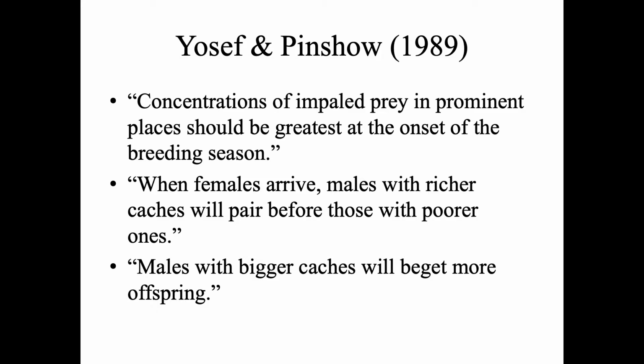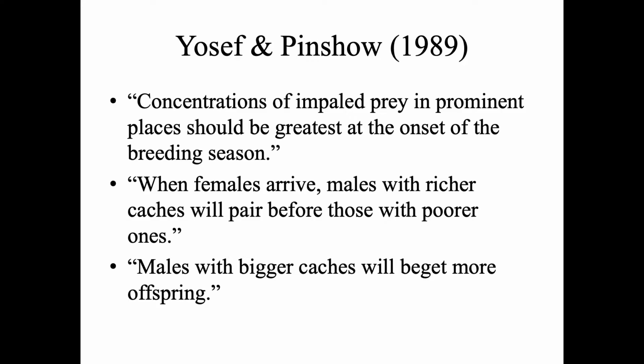So in this case, they had specific hypotheses about this behavior, impaling behavior by shrikes, and they made predictions, but all these predictions, for the most part, are about individuals, except for the first one. The first one is about the population as a whole. Concentrations of impaled prey in prominent places should be greatest at the onset of breeding season. That's when individual females would be evaluating individual males. When females arrive, males with richer caches will pair before those with poorer caches. That's an individual kind of thing.